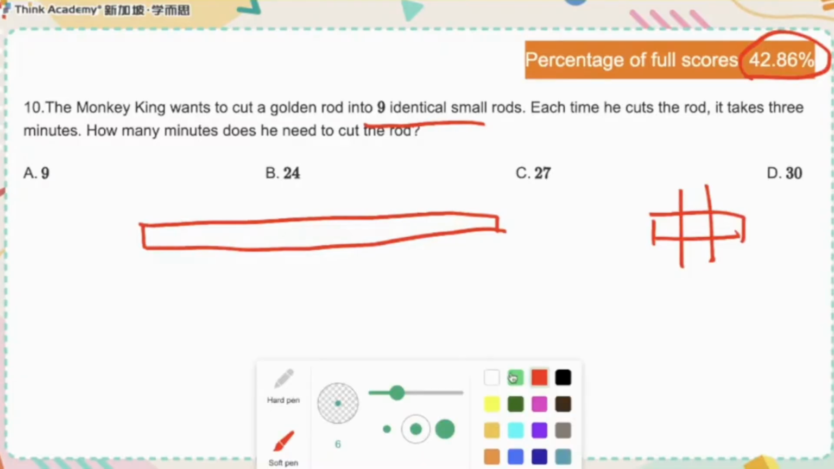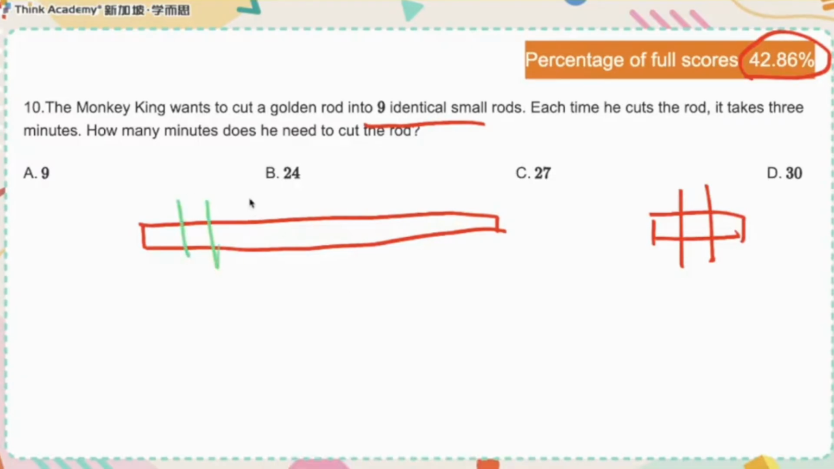This time we cut 8 times. 1, 2, 3, 4, 5, 6, 7, 8. So this time, let's count. 1, 2, 3, 4, 5, 6, 7, 8, 9. 9 pieces. And we already know we cut 8 times. Each time he cuts the rod, it takes 3 minutes. So how many minutes does he need to cut the rod?